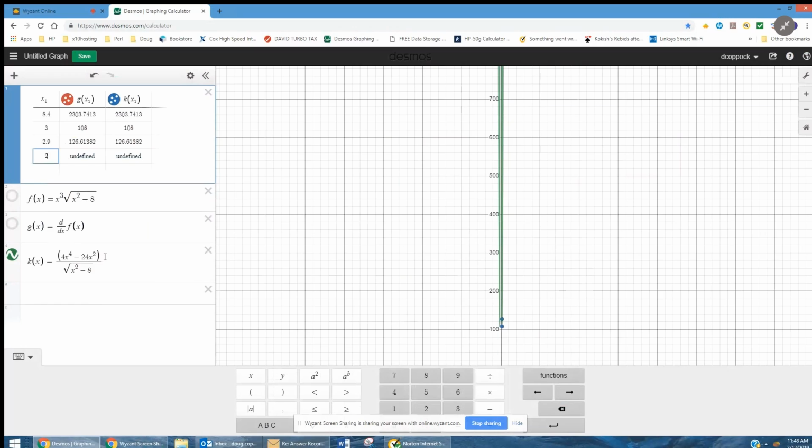Okay, so there's a way to check your work for a complicated problem on Desmos. I'm going to stop sharing.